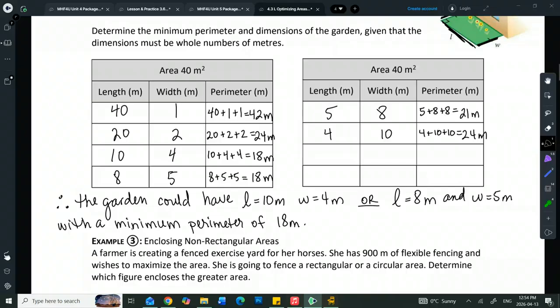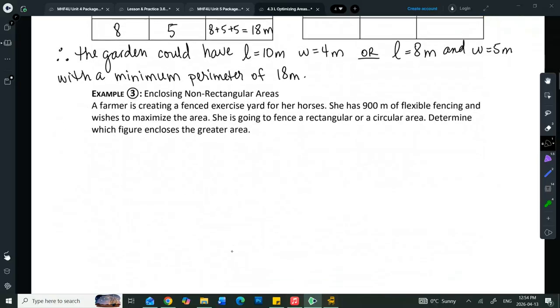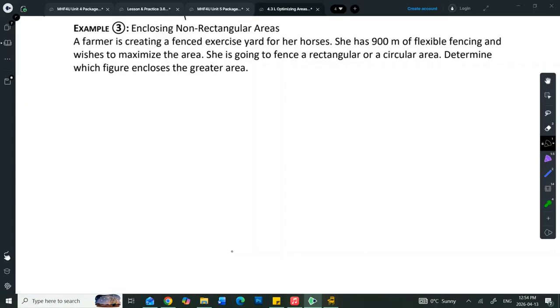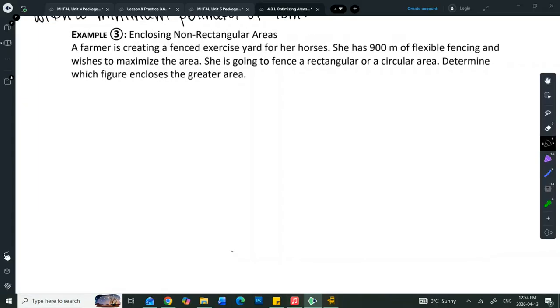Okay, and obviously if there aren't 2 options, you just choose the one that has the lowest option. So far so good? Any questions? Okay. And then we're going to look at enclosing non-rectangular areas.